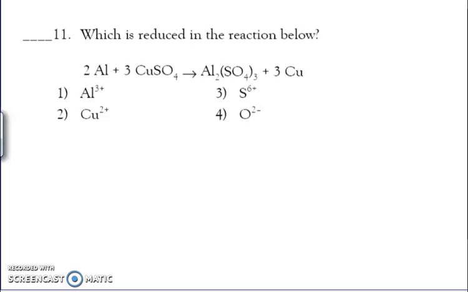Which is reduced in the reaction below? Again, first of all, get rid of the things on the product side. Aluminum over here is plus 3, get rid of that. Copper over here is a 0, get rid of that. So you have your choices of aluminum, copper, sulfur, or oxygen. Well, notice that sulfate stays together here, and it's together here, so that's remaining unchanged, so therefore the answer has to be copper. Copper goes from a plus 2 ion to a 0 over here.